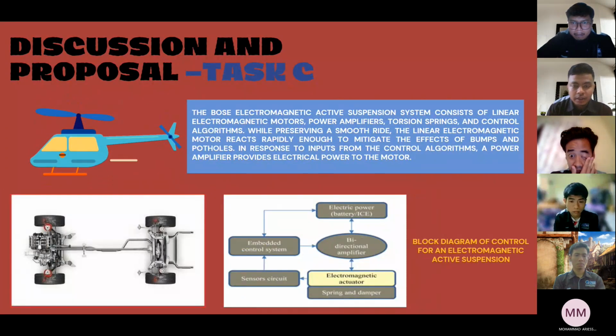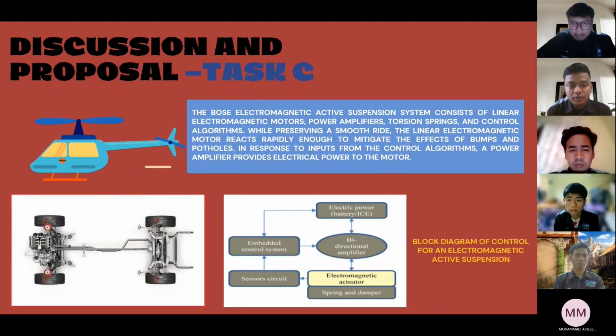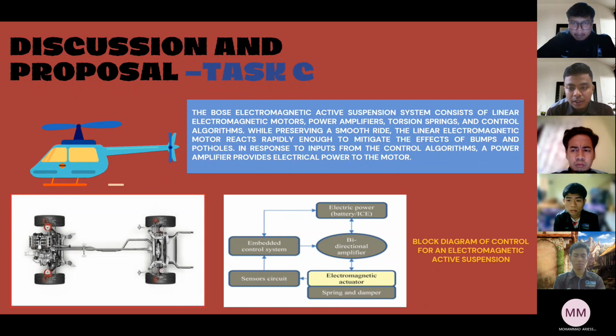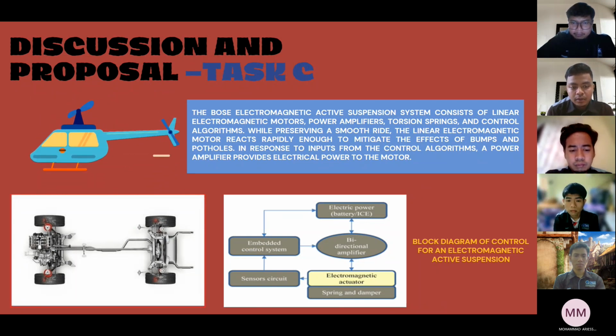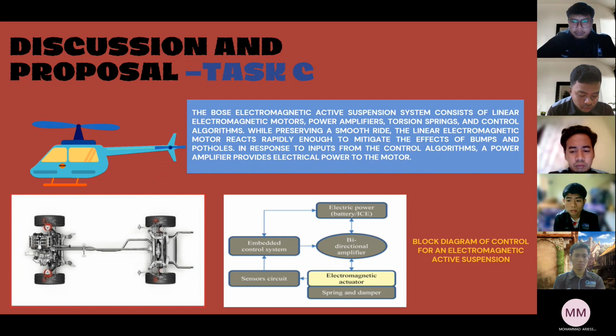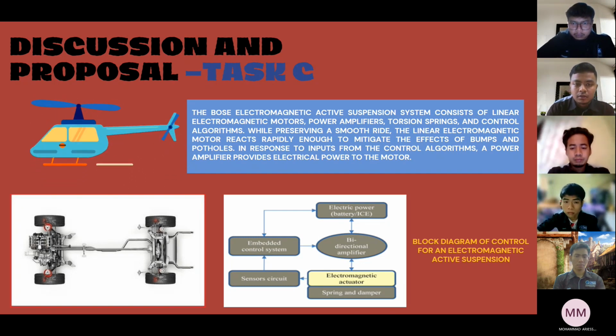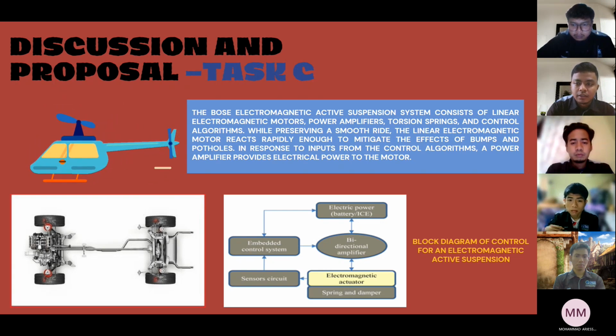The Bose electromagnetic active suspension system consists of a linear electromagnetic motor, power amplifier, torsion spring, and control algorithm. The block diagram of control for an electromagnetic active suspension. Okay, next. Ahmad FAIDHI.